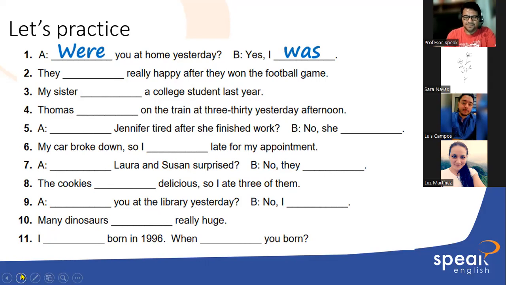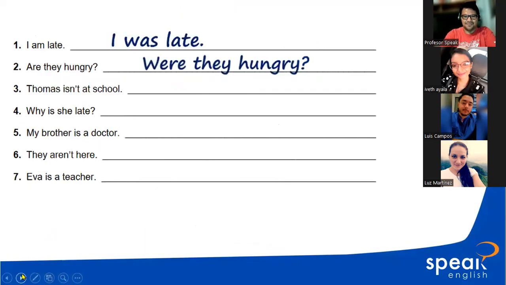No questions? Okay. Let's move on to the next exercise. Here, we're going to change these sentences from the present to the past. The first one says, I am late. The past tense would be, I was late. And the same with the questions. Are they hungry? And we change it to, were they hungry? What about number 3? Thomas isn't at school.